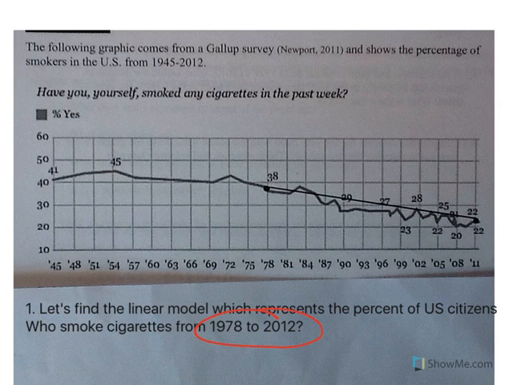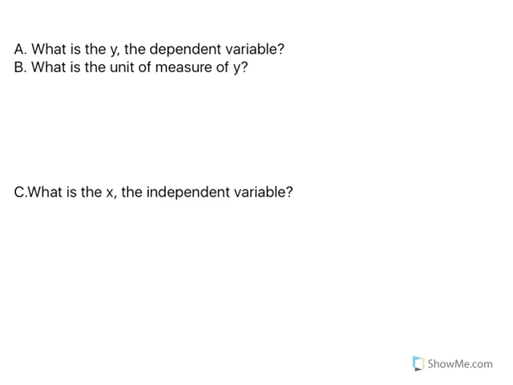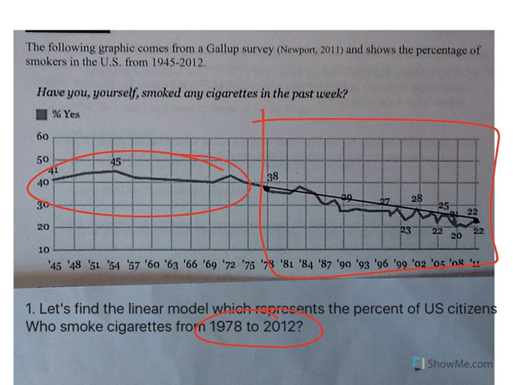Notice it says from 1978 to 2012. That's this section. We don't really care about these people over here, right? Nothing good happened before 1978 anyway, right? Wink, wink. I wasn't alive then. Whatever. Okay, so first, what is the y value, the dependent variable, and what's the unit of measure of y? Well, if we go back to our picture, here's y.